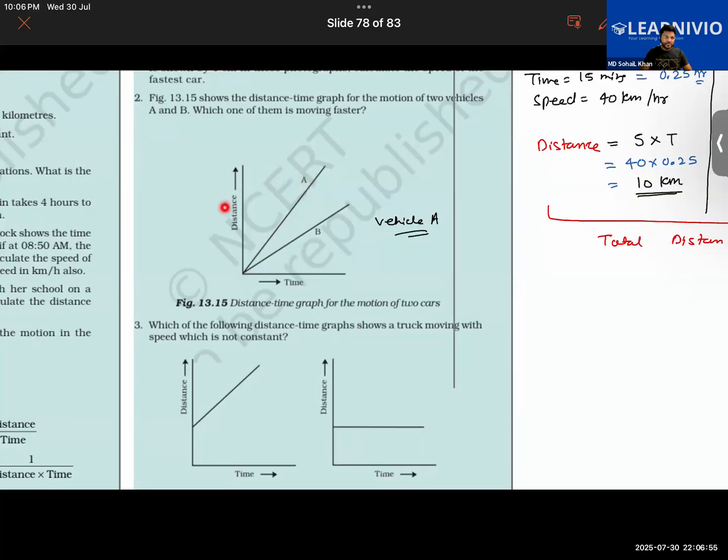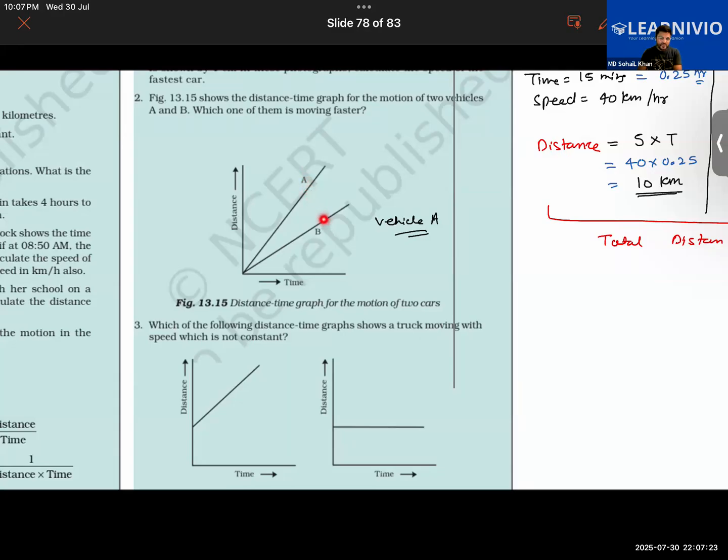This slope is plotted between distance and time values. The higher the slope towards distance, the more distance it covers in the specific amount of time. And the more it's towards the time axis, the more time it takes to cover an amount of distance, and hence it's moving slower. Exactly.